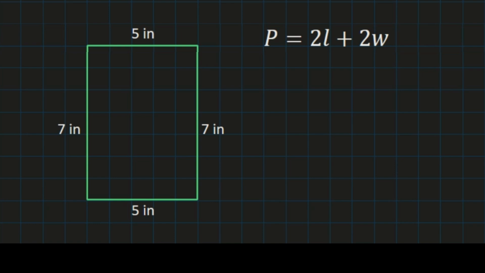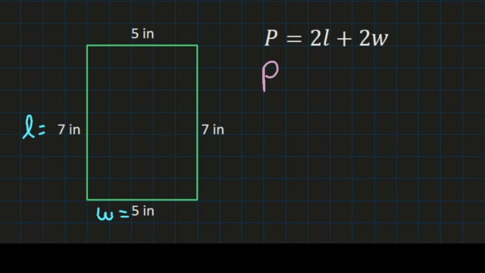In this example, we have a rectangle that is 7 inches by 5 inches, and we're going to find perimeter using that same formula. Perimeter equals 2 times the length plus 2 times the width. And I'm going to start by labeling my length. The length is 7 inches, and the width is 5 inches. And then I'm ready to go to that equation.